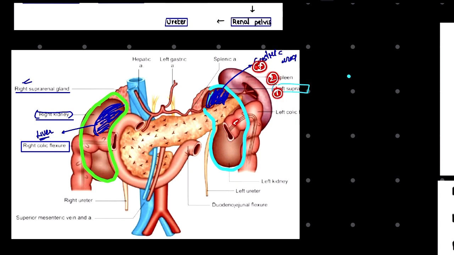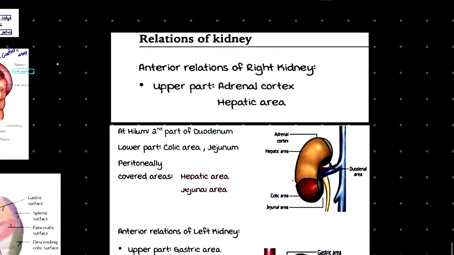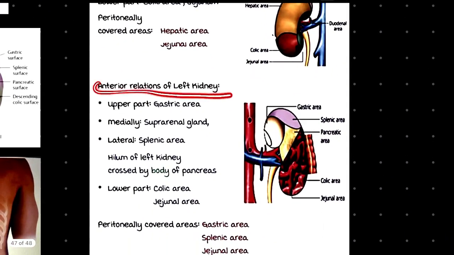Now talking about another thing, what can you see here? Similarly, you can see the left colic flexure right here, right? Okay, now let us move toward this part. Here we are talking about the anterior relation of the left kidney. Yes, we talked about the gastric area, the splenic area, the pancreatic area, body of pancreas, the celiac area, and the most lower region consists of the jejunal area.